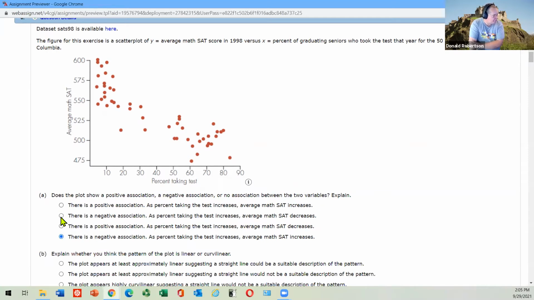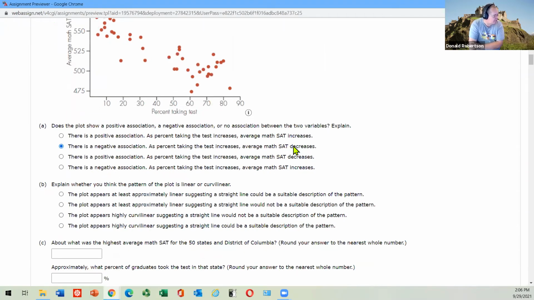Now the top one, number 2 here, right? It's a negative association, and they say, as the percentage taking the test increases, the average of the SATs decreases. Would you agree that's correct? Yes. Now, if we go to this negative, let's see what's wrong with it. As the percentage who take the test increases, the average SATs increase. Well, that's definitely not what's happening. Can you see that that is wrong? So one answer is right and the other one is wrong.